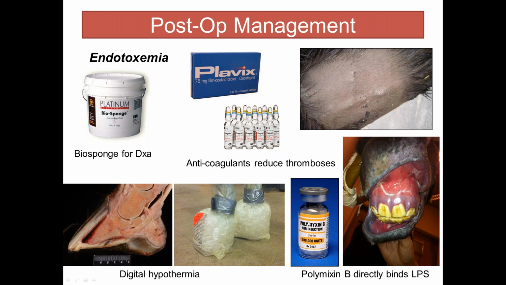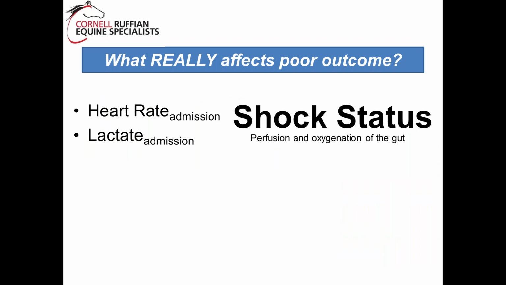I give this to the horse on the table when I realize that they've got something really bad. And that binds directly the endotoxin that's already been absorbed into the bloodstream. So there's a lot of things that we do nowadays to really stop the triggering of this inflammatory reaction. So the things that really affect poor outcome is not necessarily the surgery. It again comes back to the shock status.